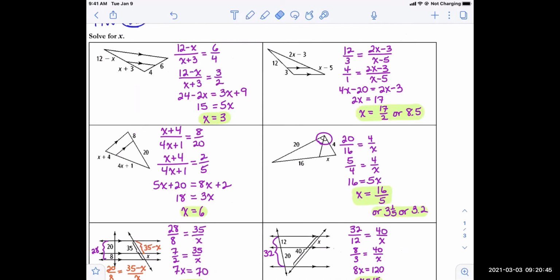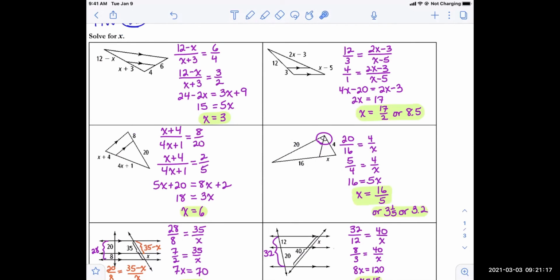Now this theorem down here, whenever you have an angle bisector, the angle bisector cuts the side of the triangle into segments that are proportional to the sides. So if this is a 1 to 5 ratio, then this needs to be a 1 to 5 ratio. So 20 is to 16 as 4 is to x, or you can go 20 is to 4 as 16 is to x.